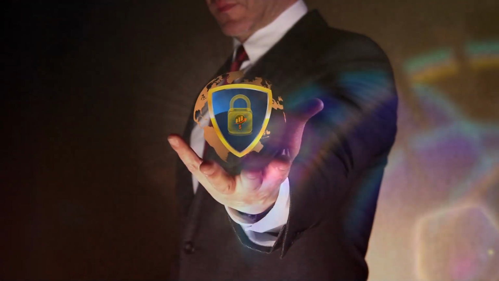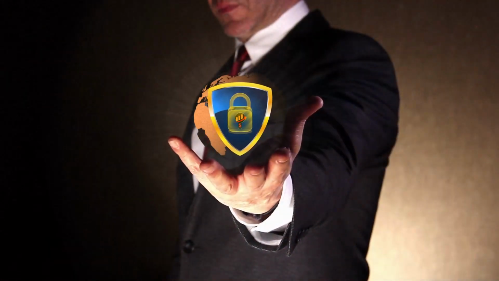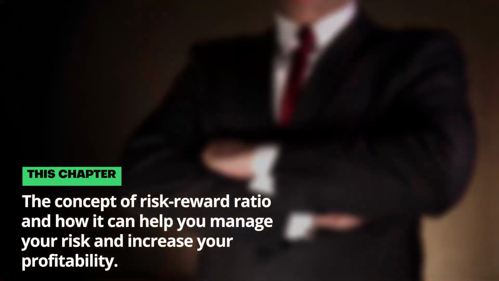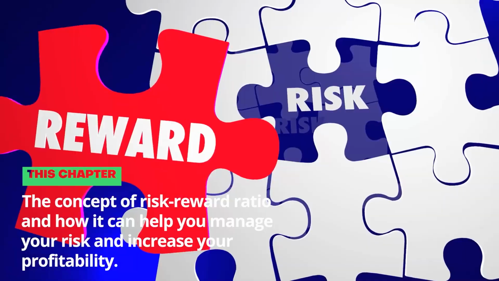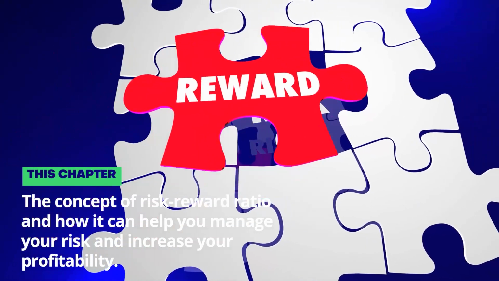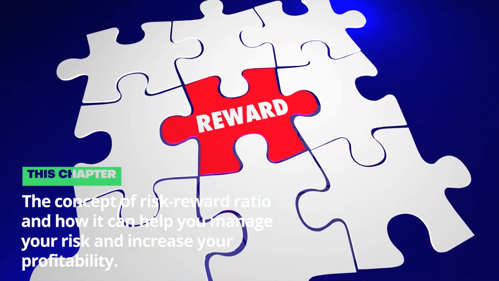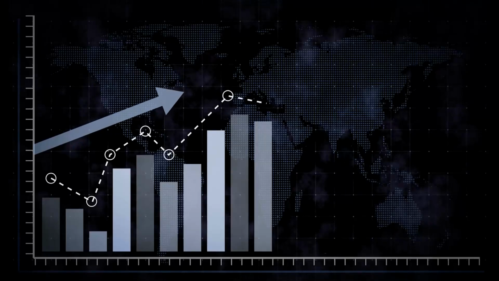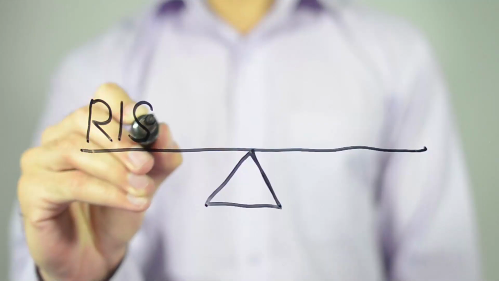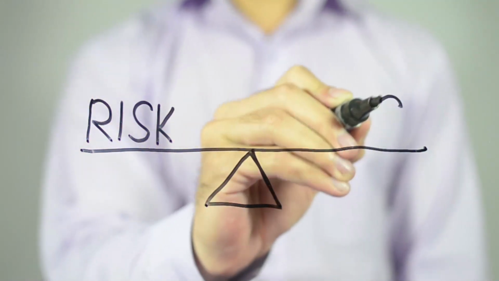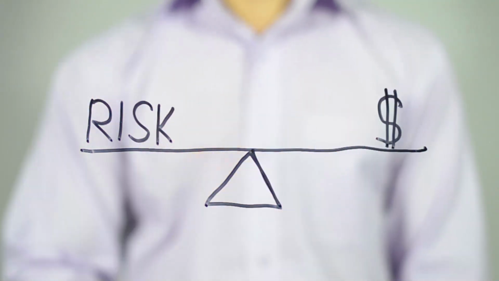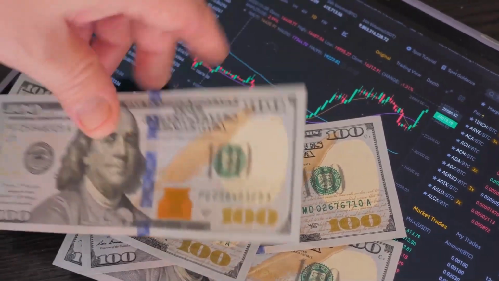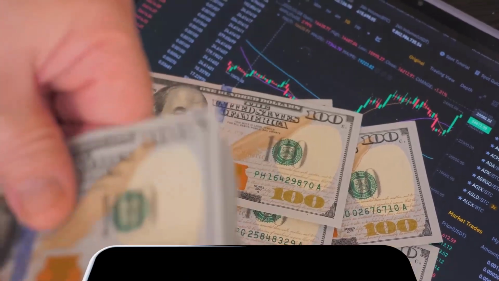Welcome back to Relockium's Risk Management and Trading course. In this chapter, we will be discussing the concept of risk-reward ratio and how it can help you manage your risk and increase your profitability. The risk-reward ratio is a measure of the potential profit and loss of a trade. It compares the amount of money that you stand to lose if the trade goes against you, the risk, to the amount of money that you stand to gain if the trade goes in your favor, the reward.